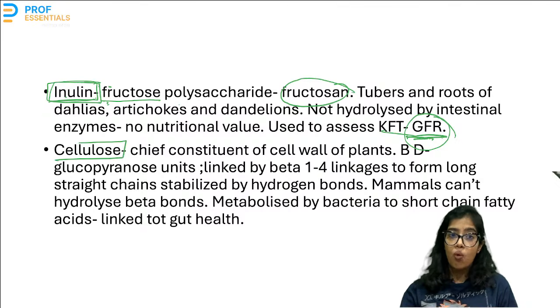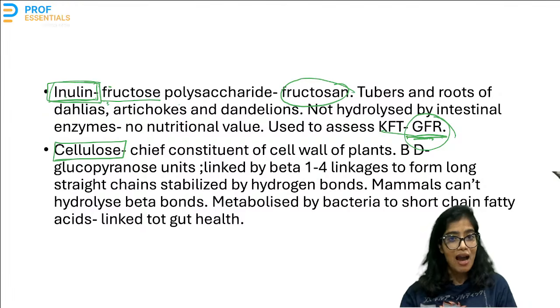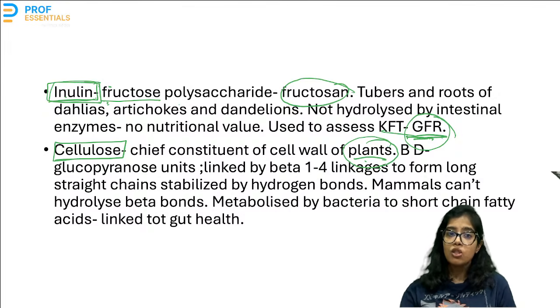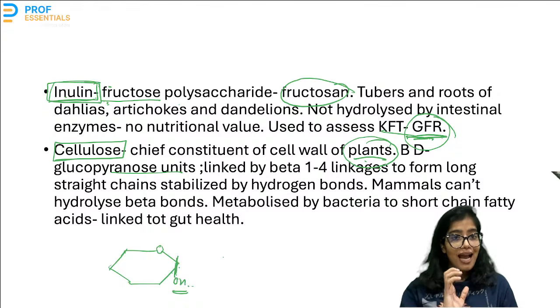Next comes cellulose. Cellulose is the chief constituent of plant cell walls. Do not forget to include plant cell walls. Now, it has beta D glucopyranose units. That means the anomer at the first carbon is beta form. That means OH is below. Understood? So this is beta carbon. Now, of course, if the first carbon is the beta carbon, then the 1,4 linkage is going to be beta 1,4 linkages. But humans don't have, or mammals don't have, enzymes to hydrolyze these beta linkages.